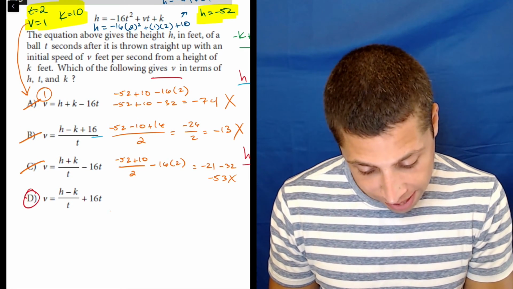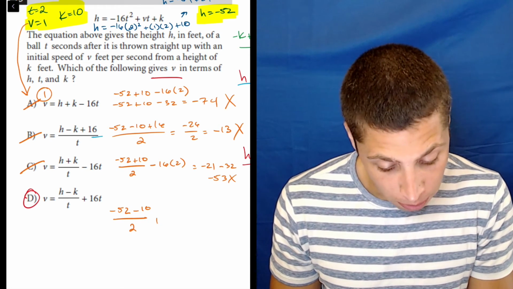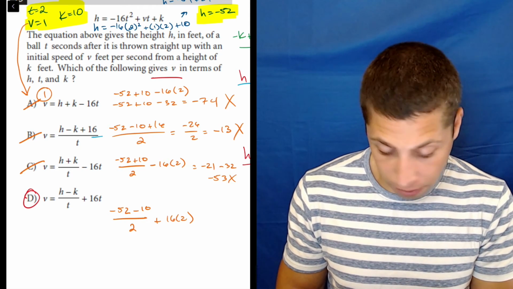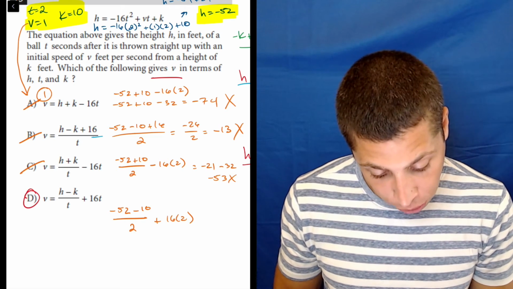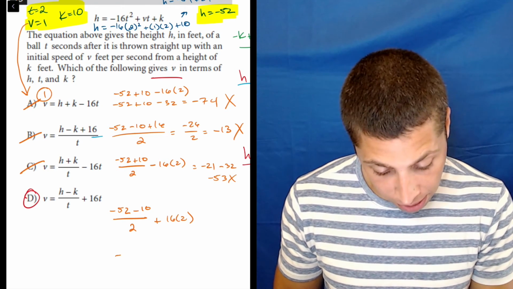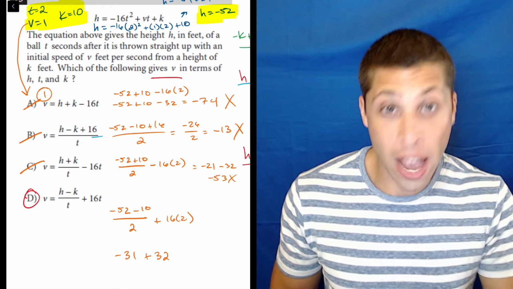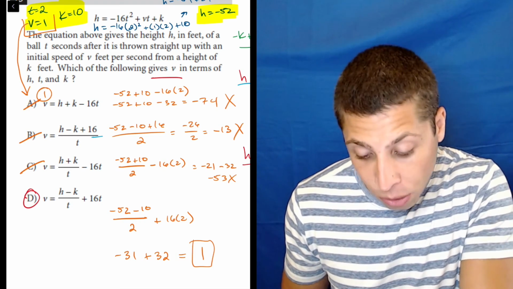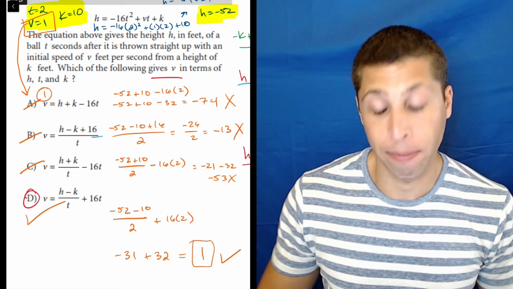h is negative 52 minus k, which is 10, divided by 2 plus 16 times 2. Negative 52 minus 10 is negative 62, divided by 2 is negative 31. 16 times 2 is 32. Negative 31 plus 32 is positive 1. That's what v was. That's what it was supposed to be. That's how I know that D is right.